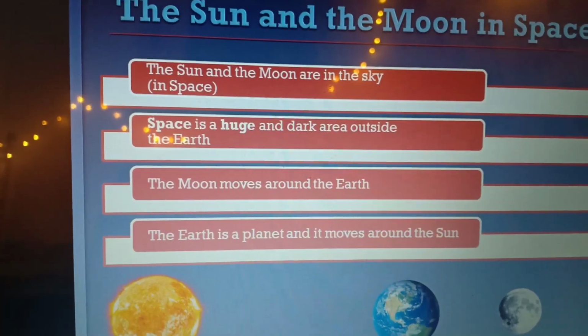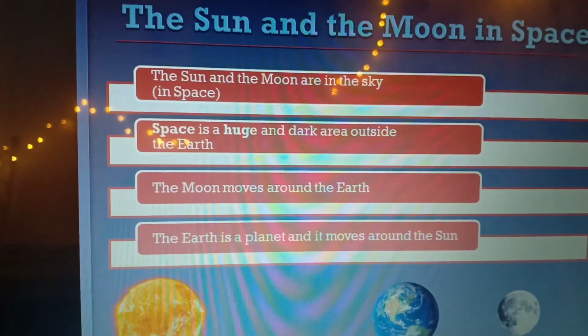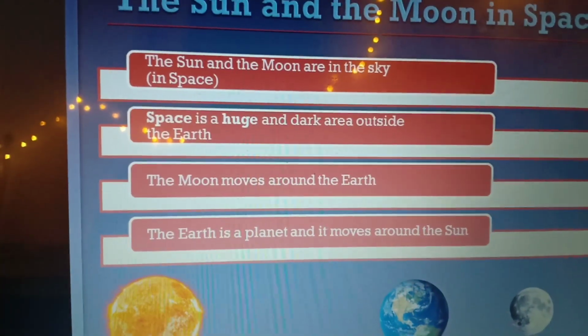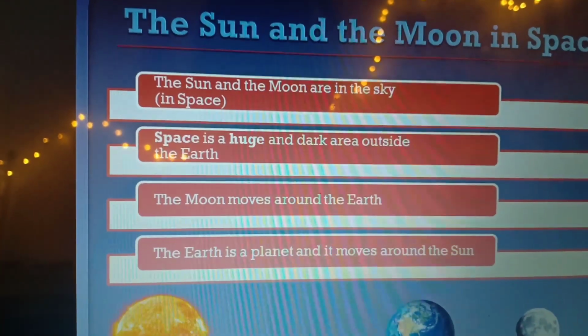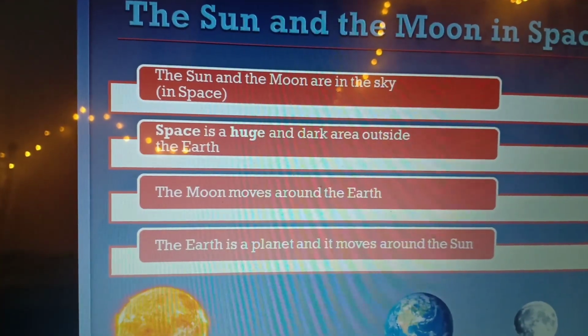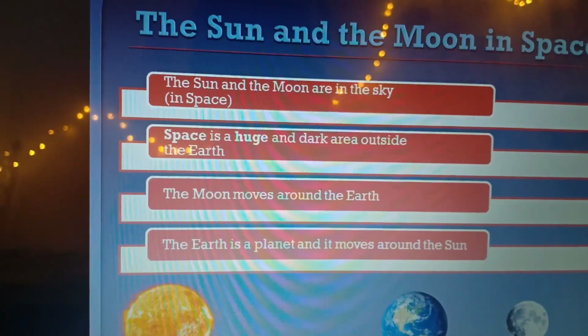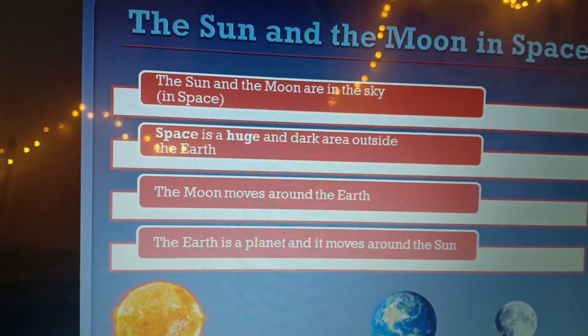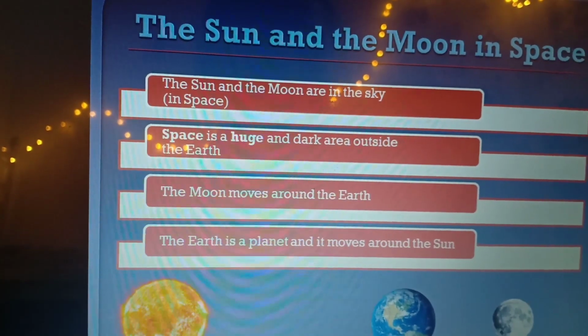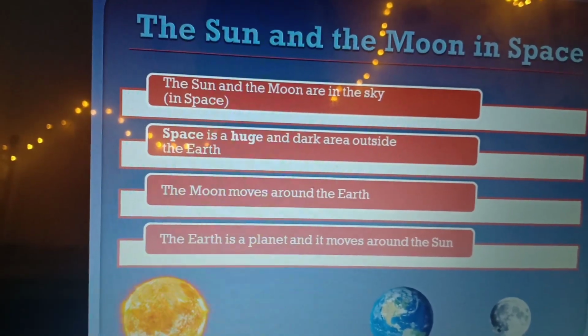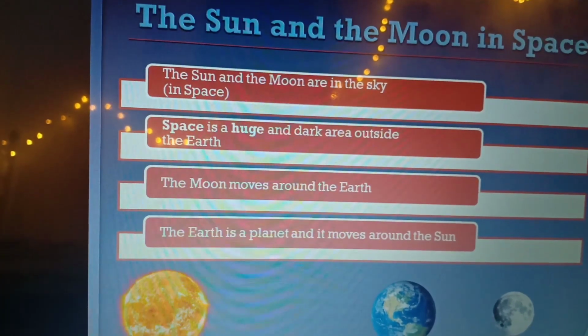So, the sun and the moon are in the sky, or in space. What is the meaning of space? Space is a huge and dark area outside of the earth. So it indicates the sun and the moon are really far away from the earth, in space. It's not inside the earth.